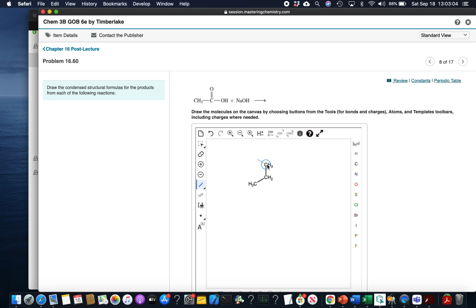Sometimes students do the click and drag thing, and that will also create another bond, but it'll put it at weird angles. The system really isn't concerned about bond angles, but it does make it look more confusing and less like what we're used to. So I like to just do the straight click and have it put it in.